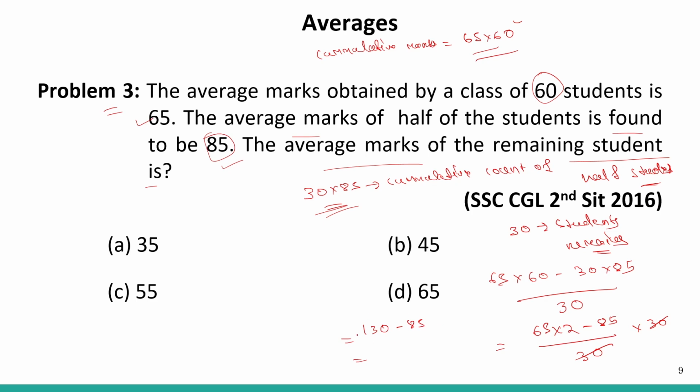So this will be equal to 45. So 45 will be the correct answer. Option B is the correct one. 65, 55 and 35 are all wrong answers. Let's go forward with a step-by-step solution. This question was asked in SSC CGL second sitting 2016.